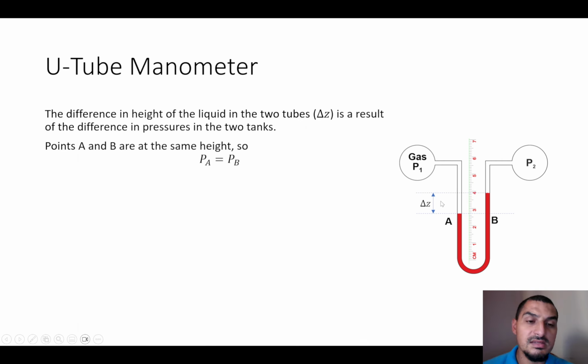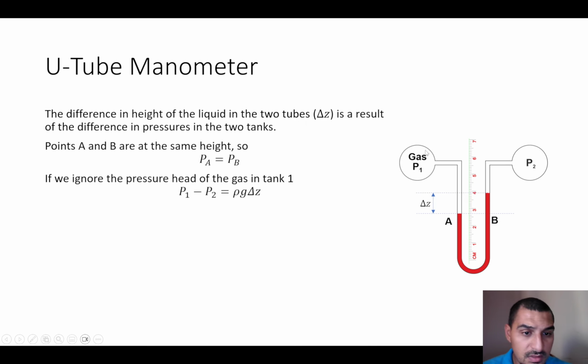These are the same concepts from fluid statics that we applied in the previous cases: two points at the same height in the same continuous fluid will have the same pressure. So these two points A and B are at the same height, so the pressure at A equals the pressure at B. If these two containers are gases, then the pressure at A is P1, and the pressure at B is P2 plus rho g delta Z. So delta P is rho g delta Z. It's as simple as this.